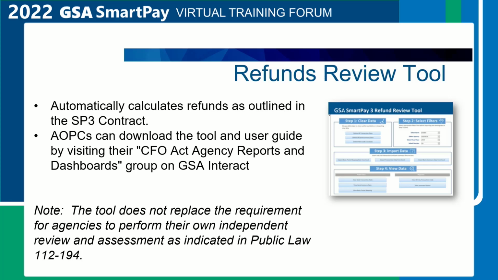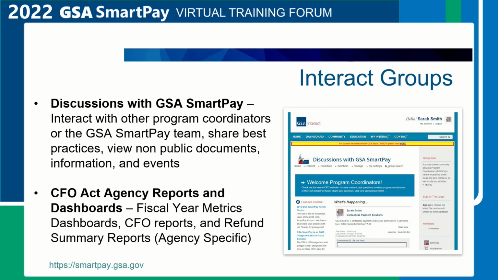Level 1 AOPCs can download the tool and user guide by visiting their CFO Act Agency Reports and Dashboards group on GSA Interact, or interact.gsa.gov. We use GSA Interact to provide our AOPCs with a private website to browse contacts, ask questions to other program coordinators, or reach out to the GSA SmartPay program. You can also review upcoming events here.